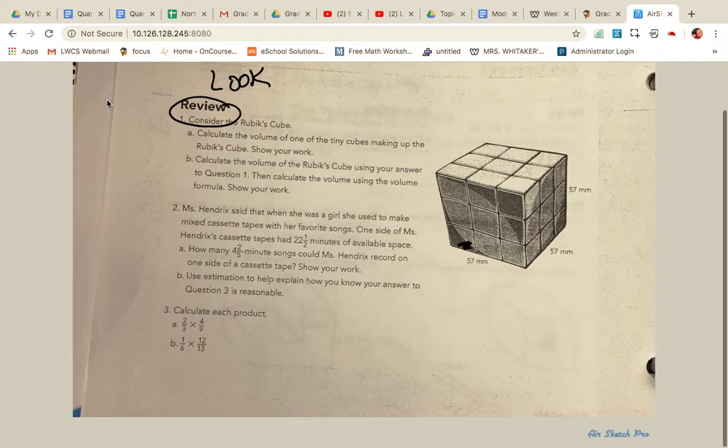Oops, let me shade it a different color. This is one cube. If the whole distance is 57, I would take 57 and I would divide it by 1/3, because I only want to know what 1/3 or one of the squares would be. So I divide it by thirds. And to do division with fractions, we should know how to do this from topic 2. You're going to keep, you're going to change, and you're going to flip.